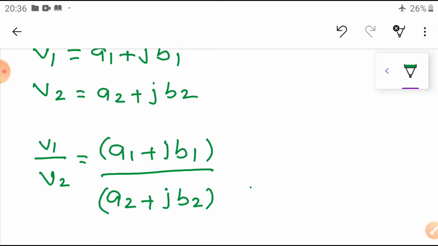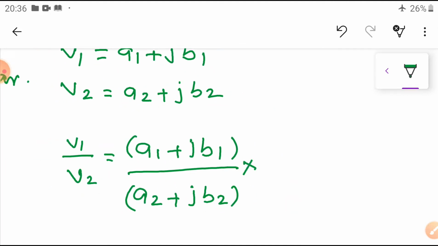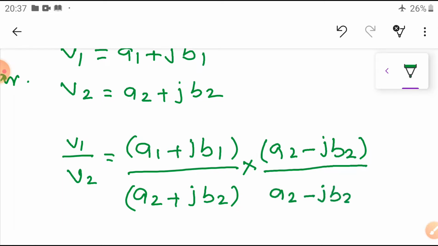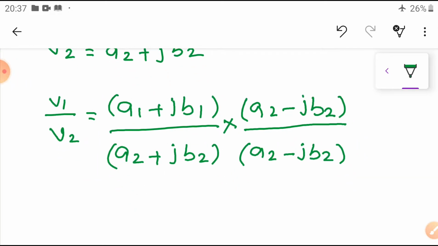Here you are going to apply your mathematical knowledge. I want to multiply the numerator and denominator with the help of the minus value. Here I am going to multiply and divide by A2 minus J of B2. This is a technique already known in mathematics. This value is the conjugate of A2 plus J of B2, that is A2 minus J of B2, applied to numerator and denominator, so it cancels and we get the same value. Okay, so you know the technique.